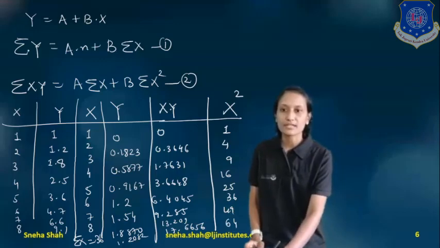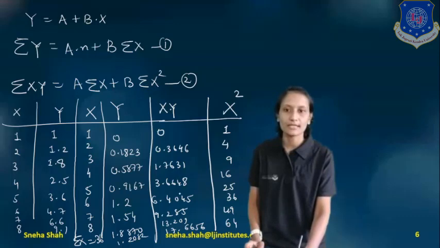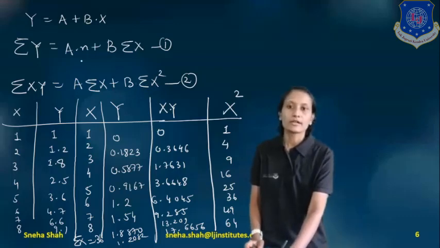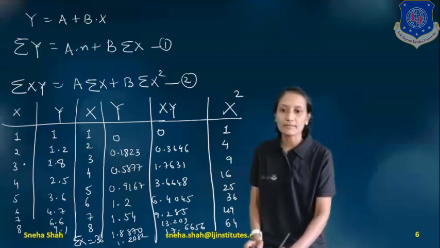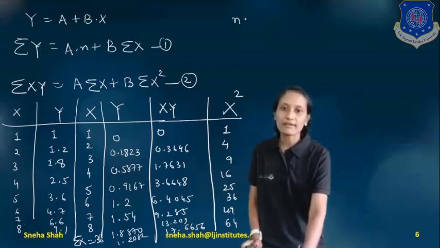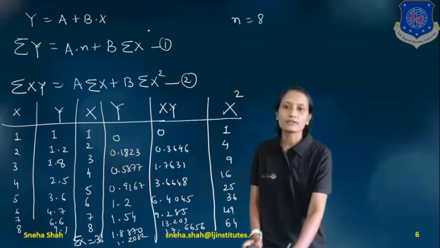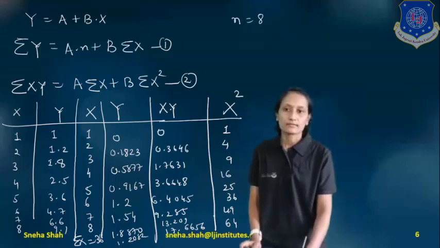Now I will put all the values of summation x, summation y, summation xy and summation x square from this table into these two equations to find the values of a and b. Now what is the value of n? n means number of samples. From this you can see that the number of samples is 8. So we are taking the value of n equal to 8 to solve these two equations.